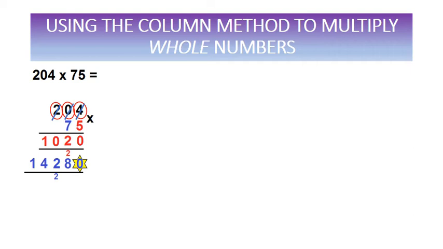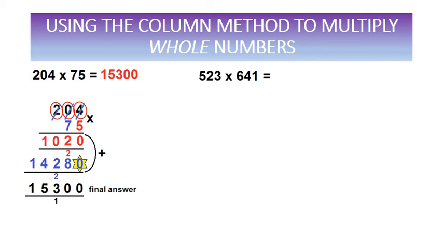So we've got the 2 answers there, 1,020 and 14,280, and we need to combine those together to make our final answer. So there's our units, our tens, hundreds, thousands, and 10,000s. So our final answer is 15,300. And if you need any help with the carrying and understanding about addition, please do look at my other videos, one on place value and the other one on addition.